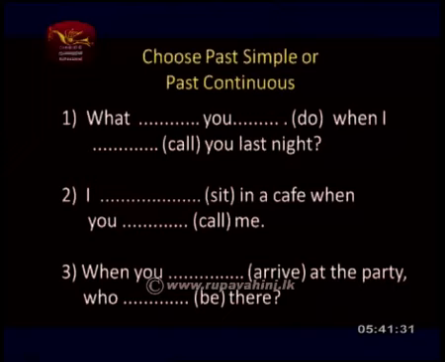Do the first one. What blank you blank, the verb given is do. When I blank, verb is call, you last night. Yes, how can we fill in the first one? Now it's easy because it has two parts, therefore you know that you have to use an auxiliary verb and the other form. So how can we fill in the blank? Here the verb is do. So then it's a question. Then what were you doing when I called you last night?